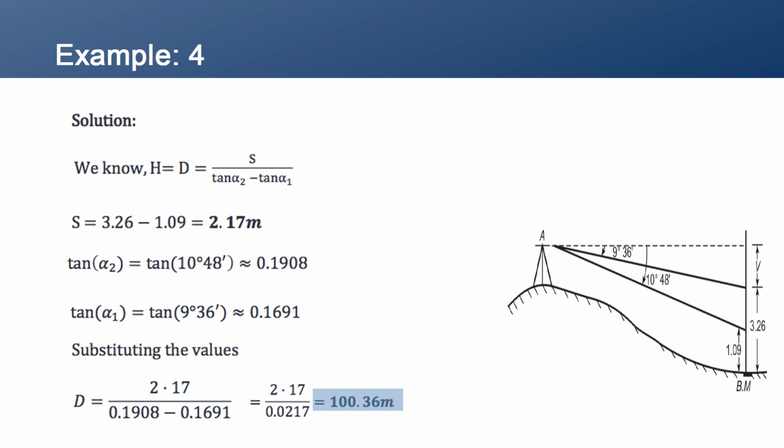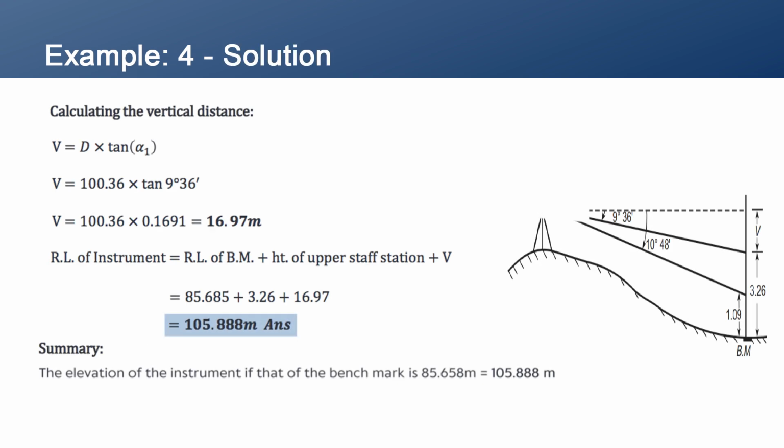Substituting the values, we get D is equal to 2.17 divided by 0.217, which is equal to 100.36 meter. Let us now calculate the vertical distance. This V can be calculated by considering alpha 1. V is equal to 100.36 into 0.1691, which is equal to 16.97 meter.